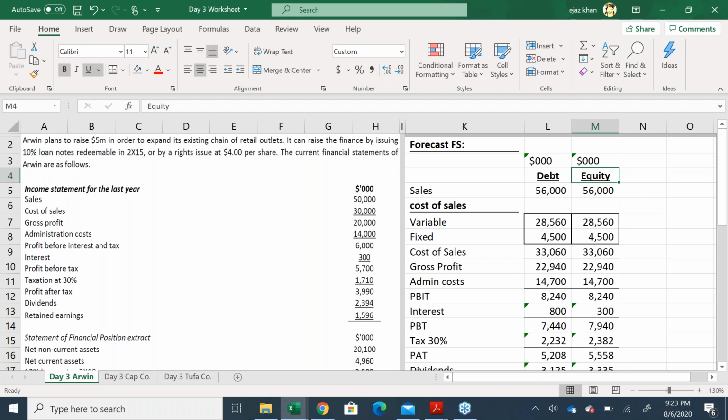Wahab, we haven't ignored the share premium. We have included the share premium, but we haven't shown it separately. We did not need to show it separately.